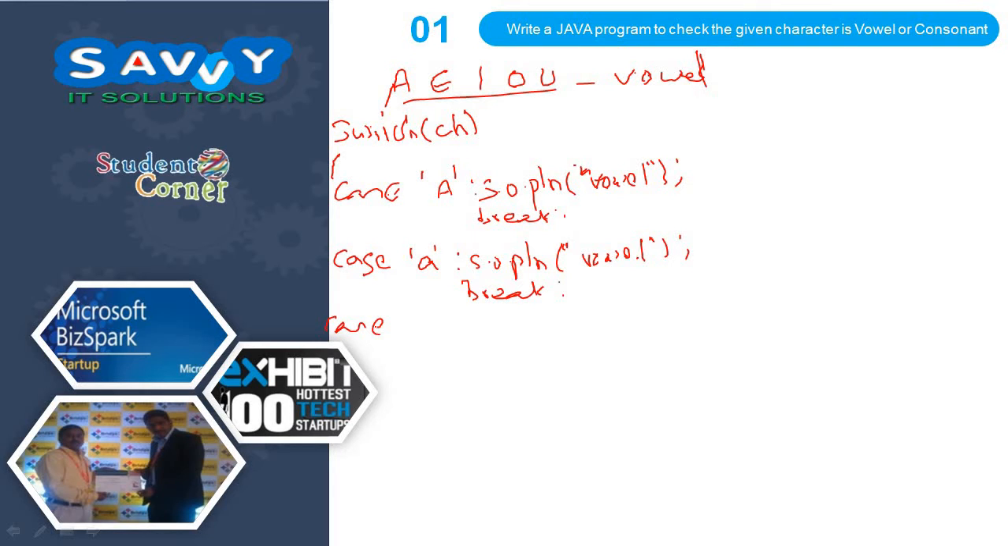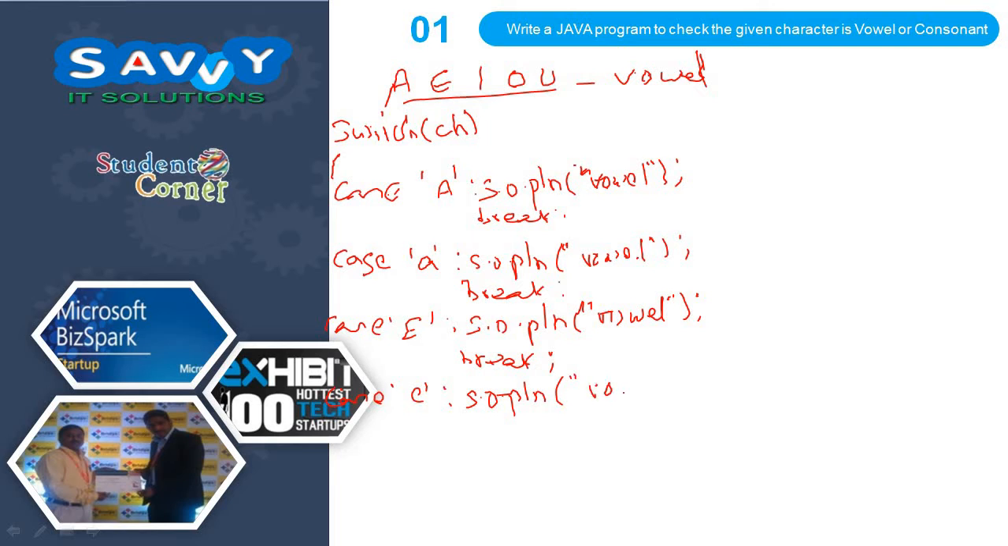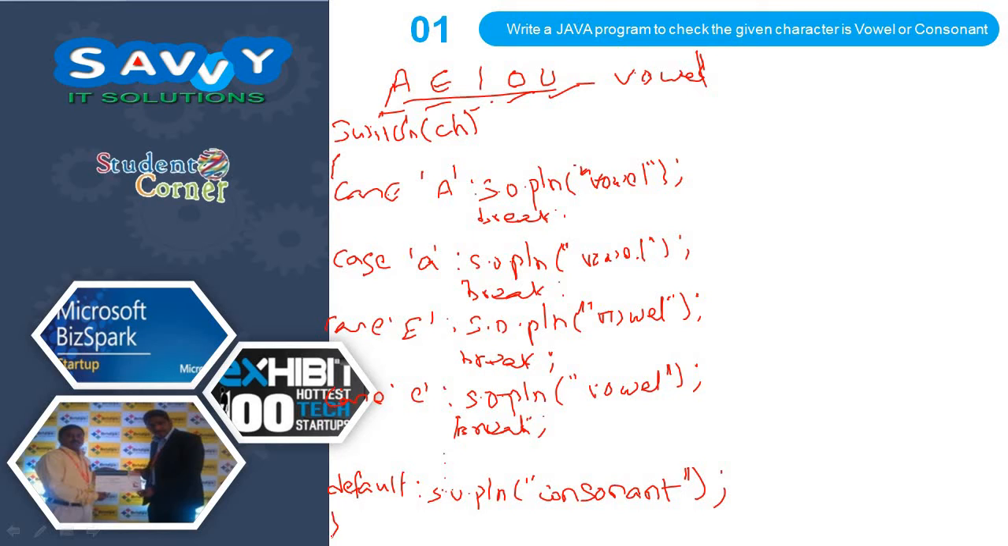Similarly, case capital E, system dot out dot println vowel, break. Case small e, system dot out dot println vowel, break. Like that A, E, I, O, U will be written. One more thing is, finally, by default, system dot out dot println consonant. This is the way we are writing in the first stage.